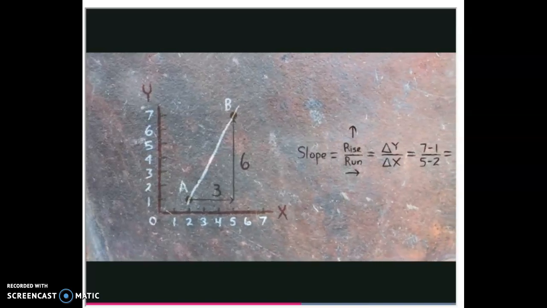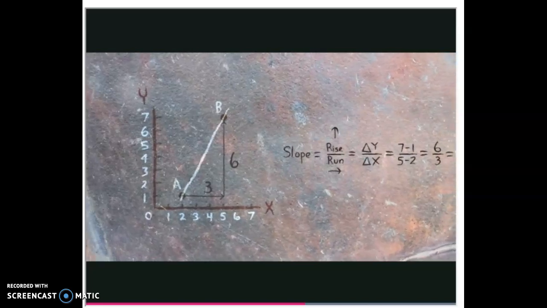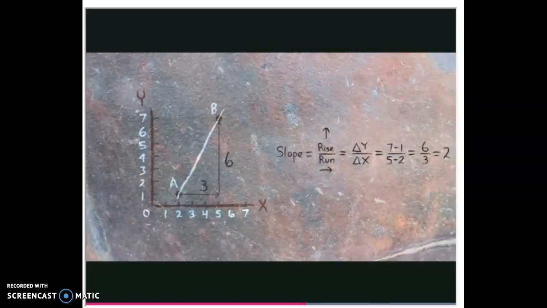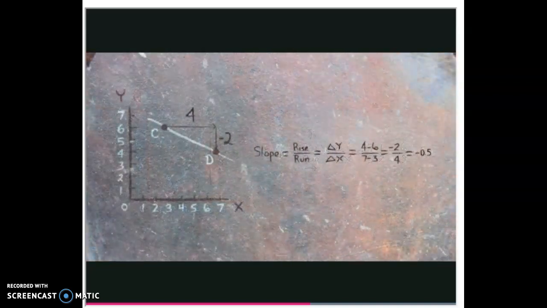In this graph, the rise is 6 and the run is 3, so the slope of the line between point A and point B is 6 over 3, or 2. In this graph, the rise is negative 2 because we go down 2 from point C to point D, and the run is 4, so the slope of the line between point C and point D is negative 0.5.